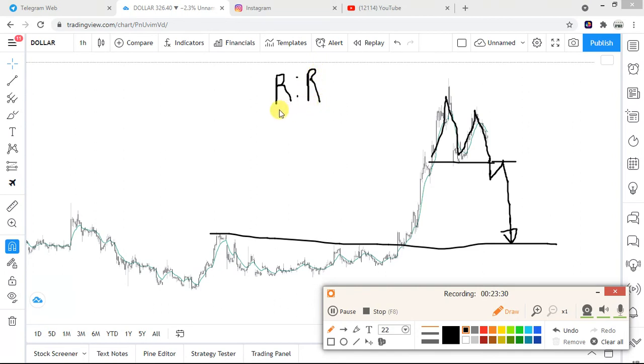What is R ratio R? We say we calculate risk reward ratio. We say R ratio R, risk reward ratio. Here, risk is where you make a stop loss. Risk is where you put stop loss.